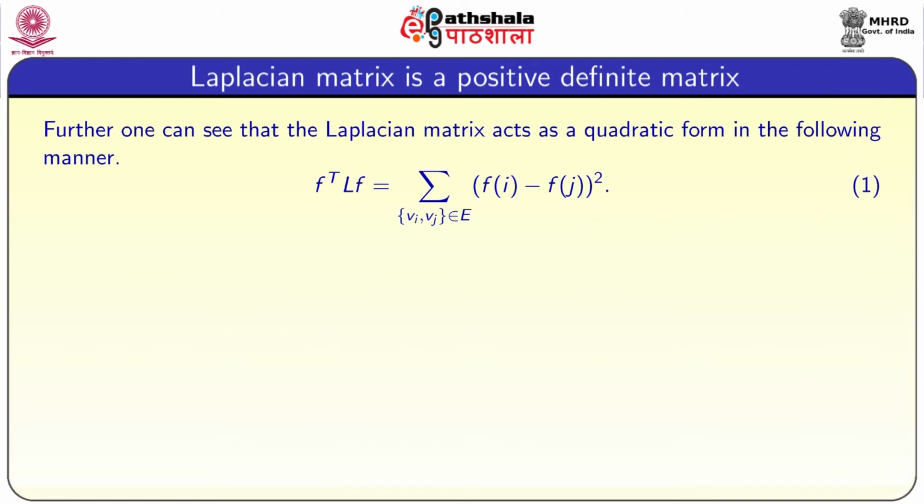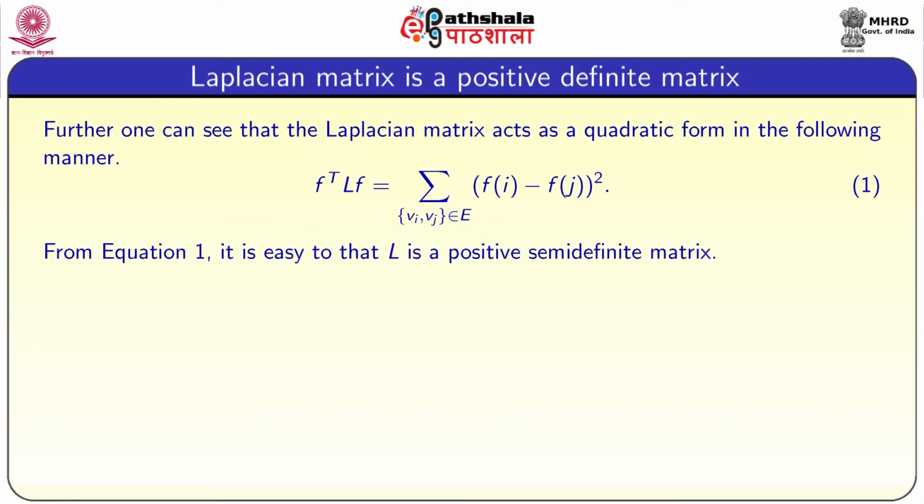Further, one can see that the Laplacian matrix acts as a quadratic form in the following manner. If you consider f transpose into L into f, which is equal to the summation over (vi, vj) belonging to the edge set E of (f(i) minus f(j)) whole square. From this equation 1, it is easy to see that L is a positive semi-definite matrix. That means, all eigenvalues of L are greater than or equal to 0.